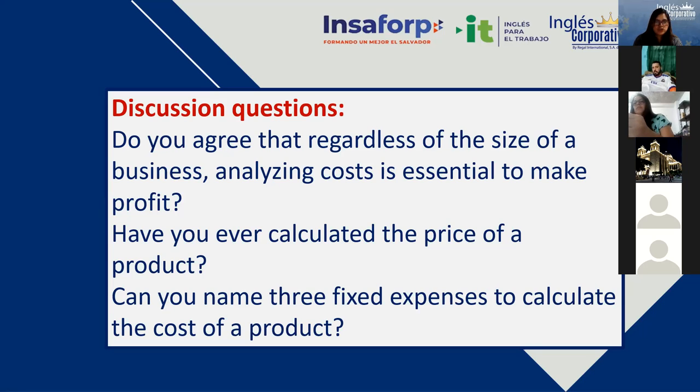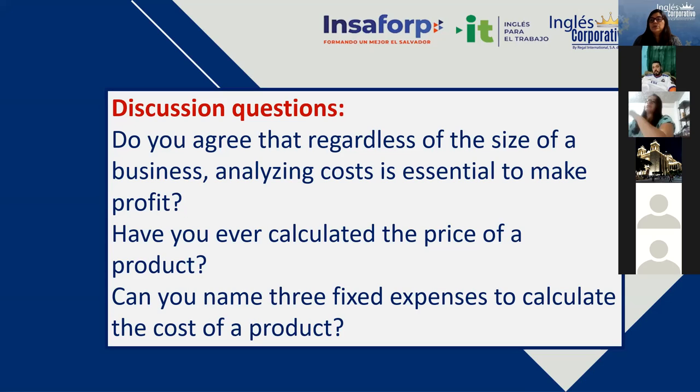What is another cost? You can find fixed expenses. Tell me. Electric energy. Electricity. Yeah, all the bills, right? The utility bills: electricity, water.